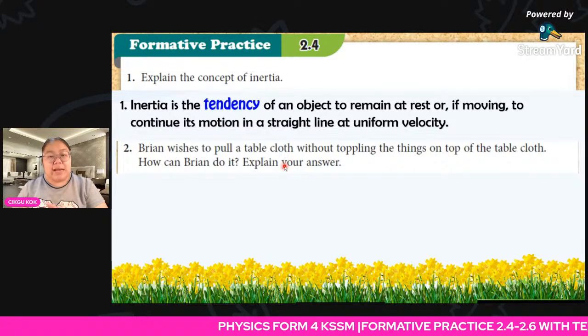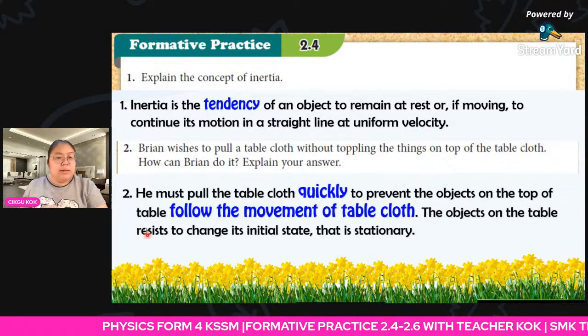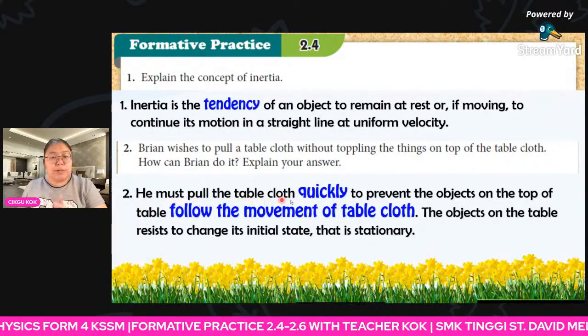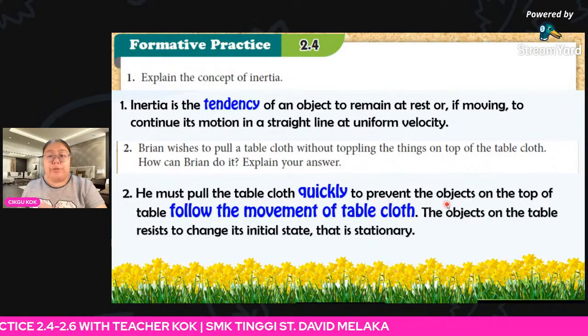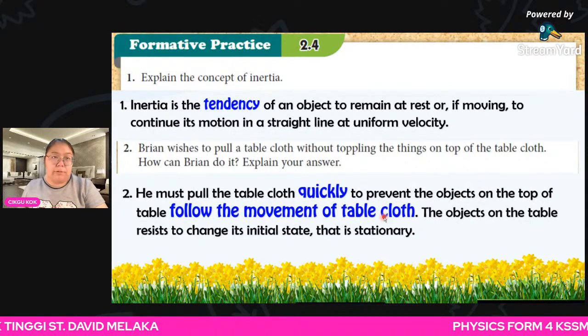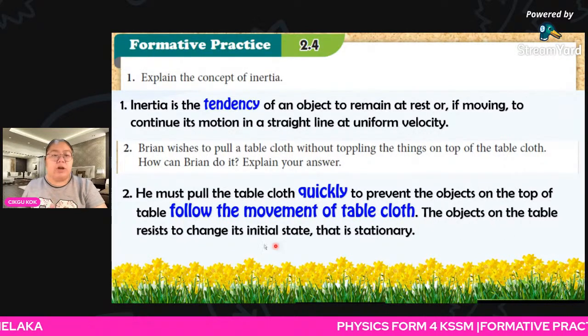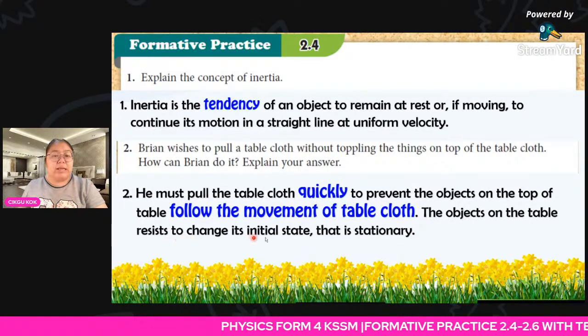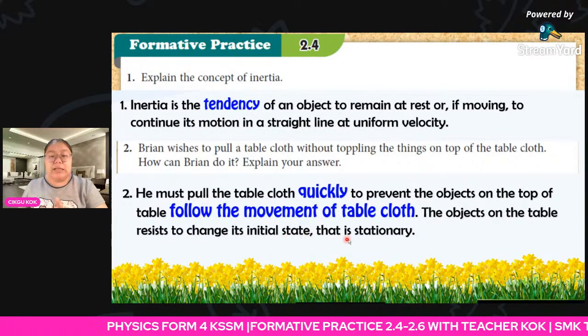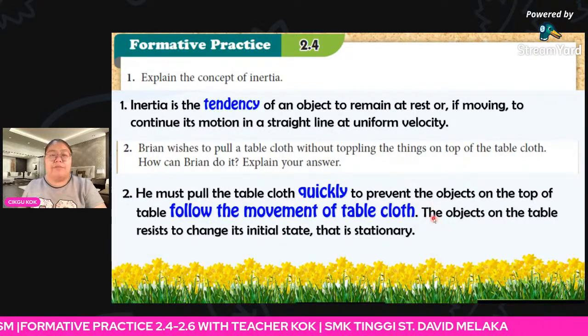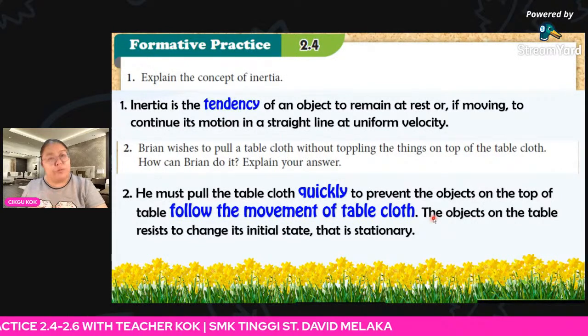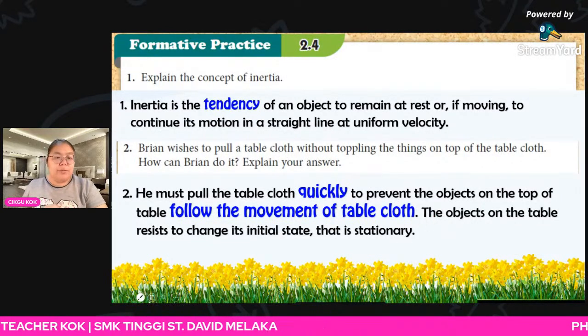Okay, let's see the explanation. First, he must pull the tablecloth quickly. It is important that you say quickly. The reason is to prevent the objects on top of the table from following the movement of the tablecloth. The objects on the table resist changing their initial state. The initial state is stationary. This is the reason why they never follow the tablecloth and move together. So this is question number two. Then we continue to the second one.